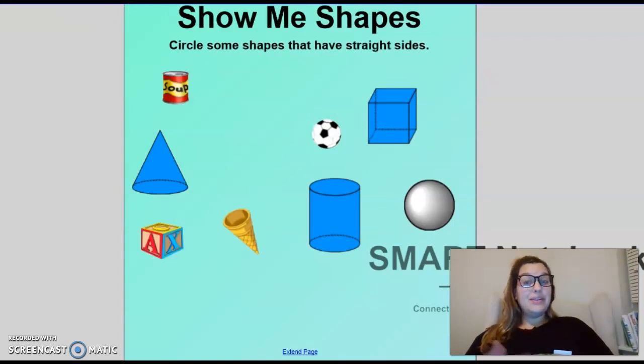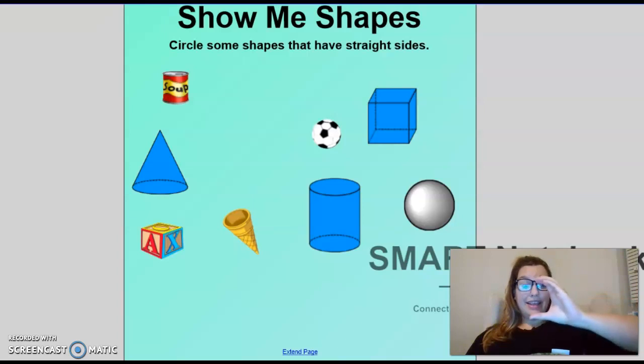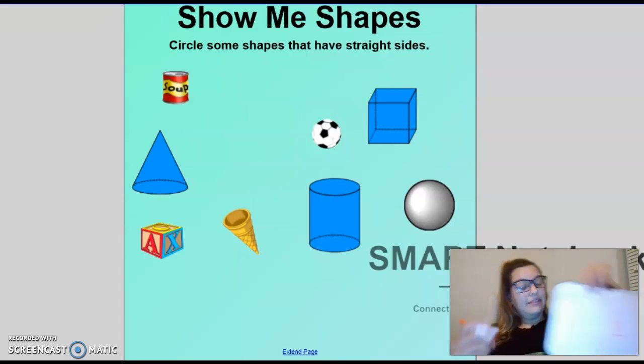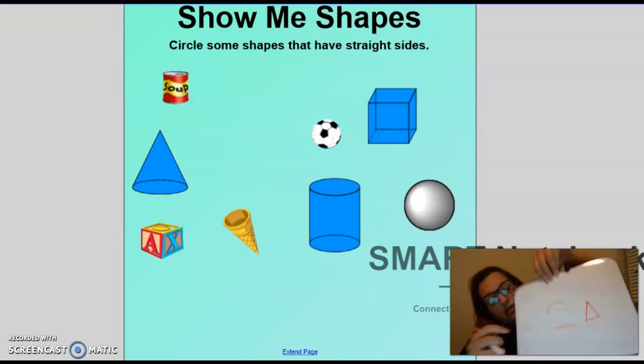Okay, now we're going to do the same thing, but we're going to classify our shapes by shapes that have straight sides, shapes that do not have straight sides. Because a line isn't straight, what is it? Curvy. Very good. So we are going to have our curvy lines and our straight lines.